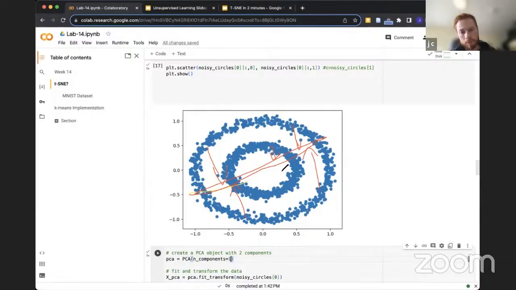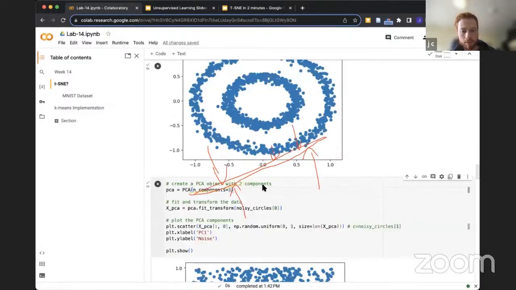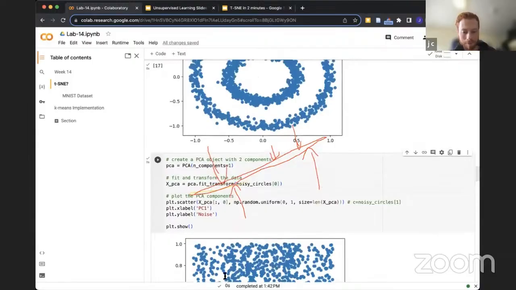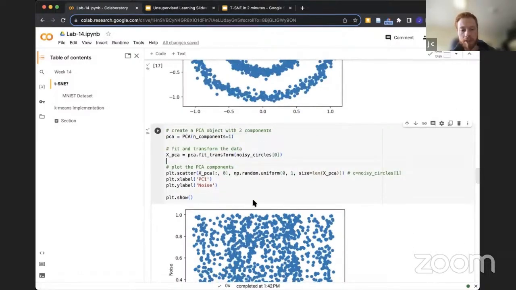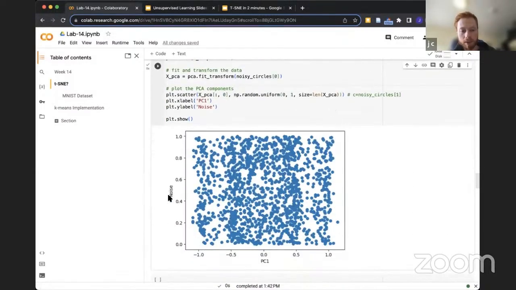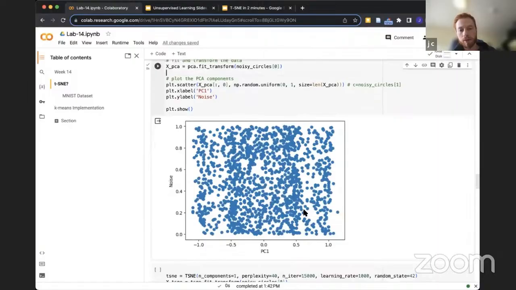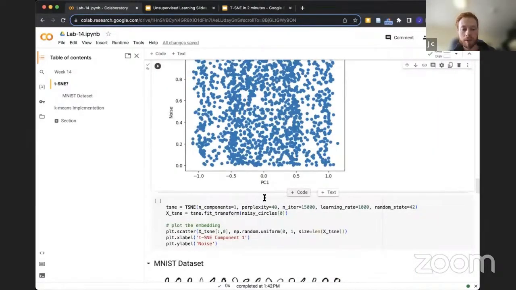So if we now project all this data onto one line, and do remember that this dimension is just noise, we don't see any structure anymore, because the direction of highest variance goes through here, and it all gets projected onto this one line. Now, what happens if we run T-SNE?